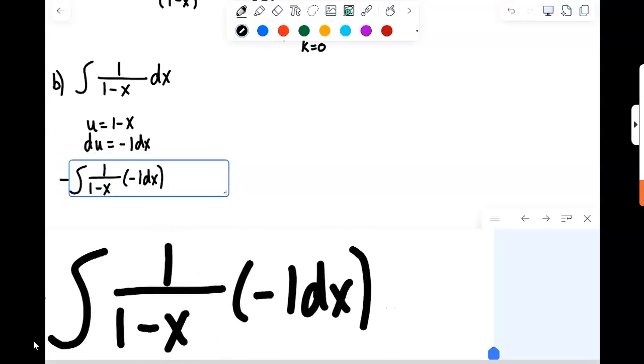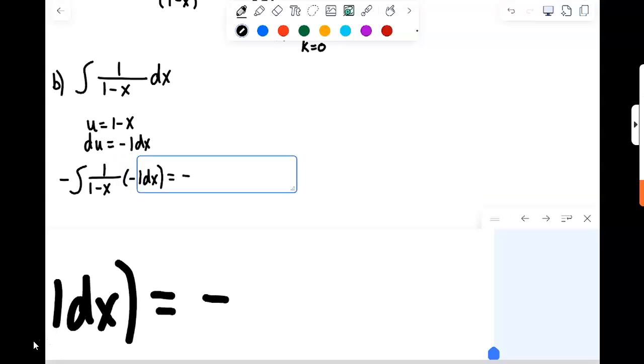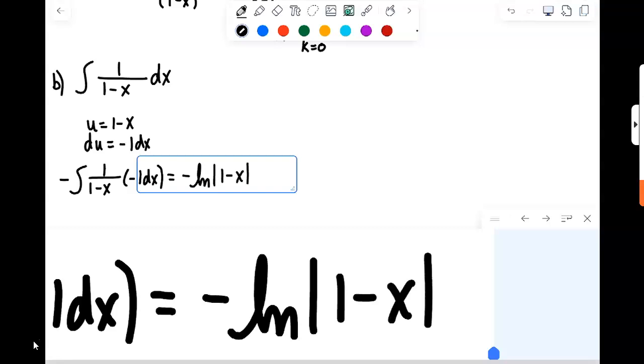So this is going to be a 1 over u integral. Integral of 1 over u is ln. So that negative will carry through: negative ln, absolute value of 1 minus x.